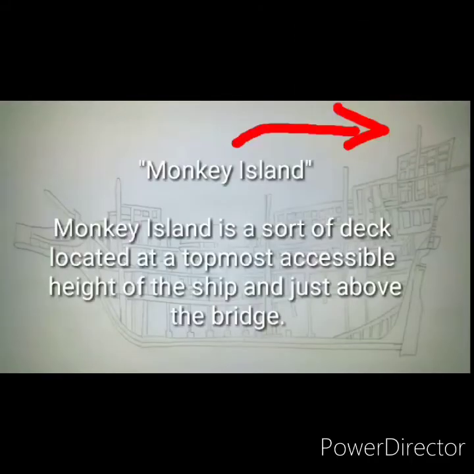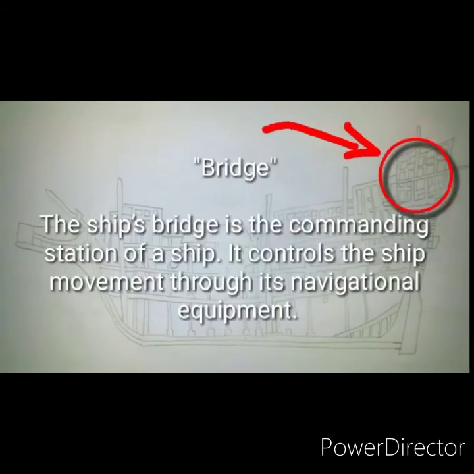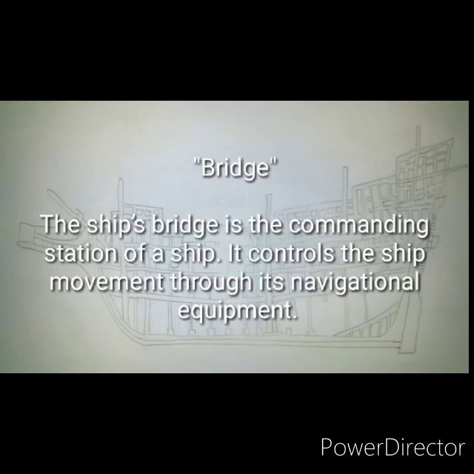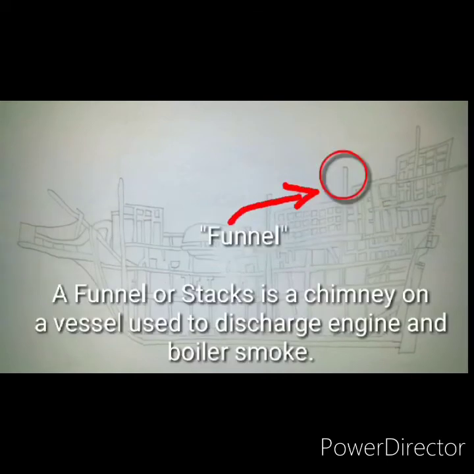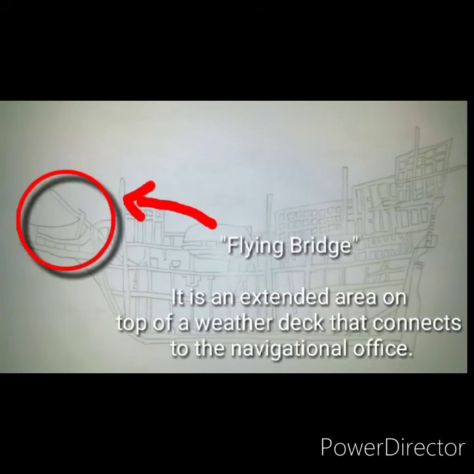Monkey Island. Monkey Island is a sort of deck located at the topmost accessible height of the ship and just above the bridge. Let's go to the bridge. The ship's bridge is the commanding station of the ship. It controls the ship's movement through its navigational equipment. Funnel. A funnel or stack is a chimney on a vessel used to discharge engine boiler smoke. Flying bridge. It is an extended area on the top of a weather deck that connects to the navigational office.